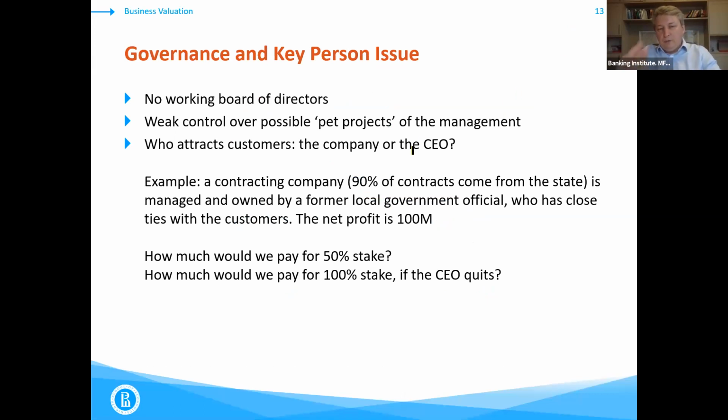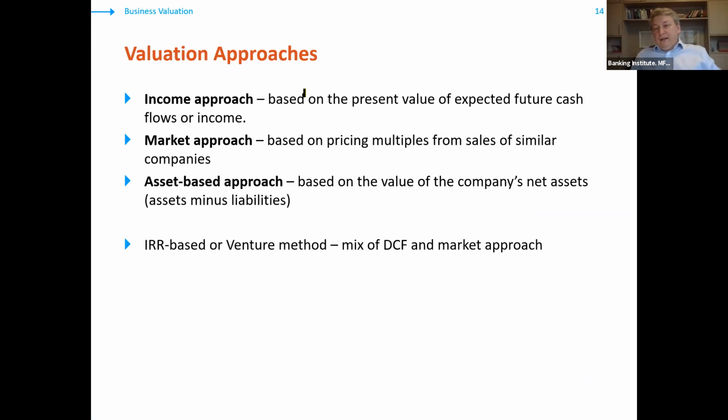We've discussed the issue with the key person, right? With those who can control the company even without owning it. So I'll skip that. And now let's go through valuation approaches, and we'll return to the issue of discount rate within this valuation.